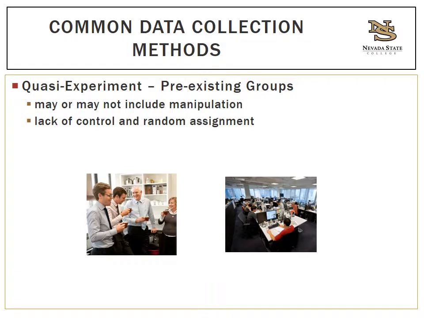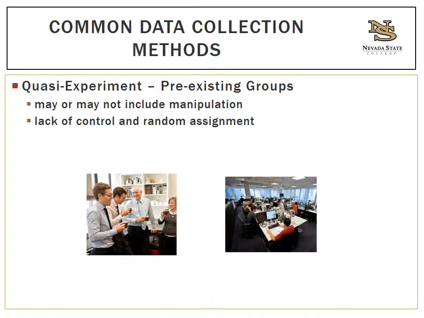So another common type of quasi-experiment is the pre-existing groups design. This may or may not include manipulation. It often doesn't. Usually the independent variable is the basis for the pre-existing groups that are selected, and it often involves a lack of control and a lack of random assignment, because you're relying on pre-existing groups. You cannot randomly assign your participants to groups.